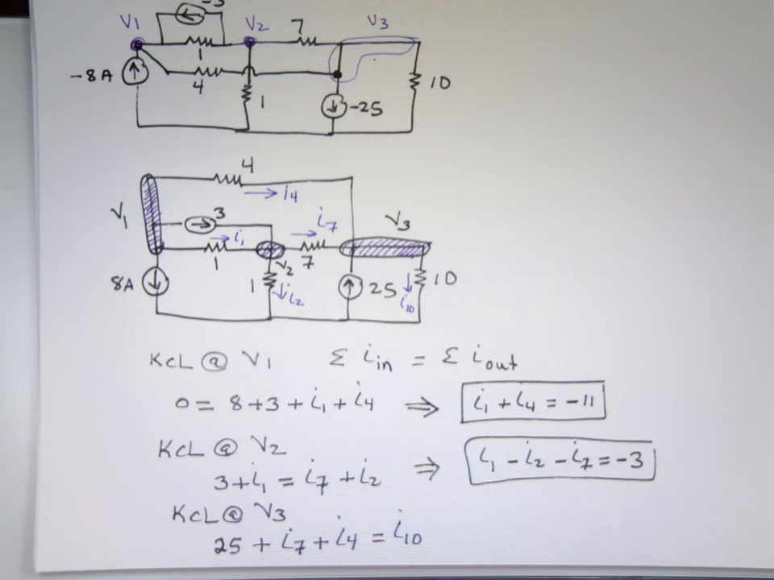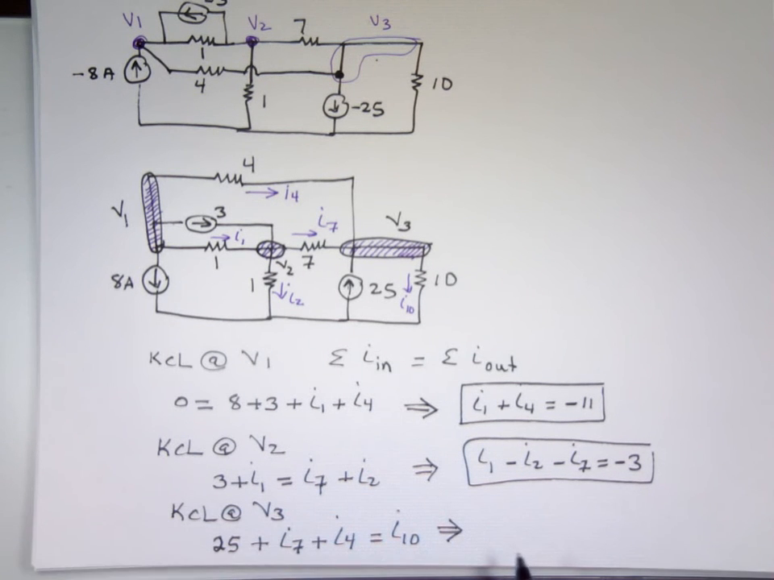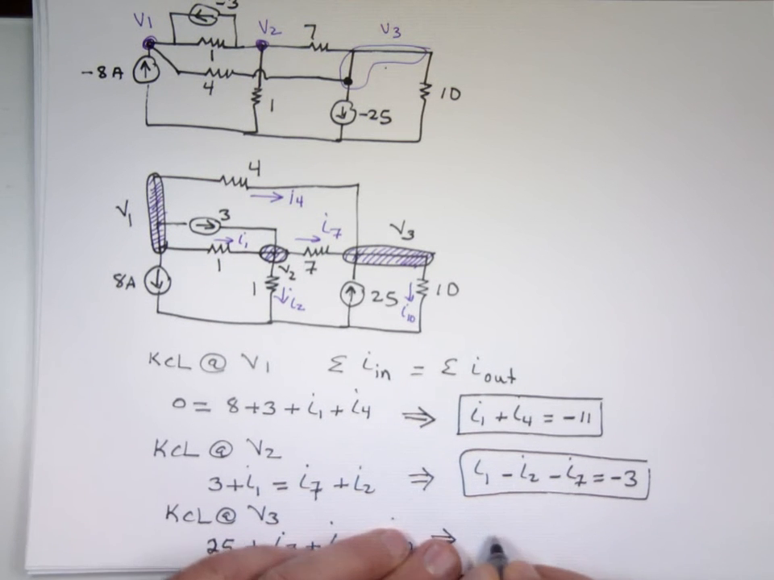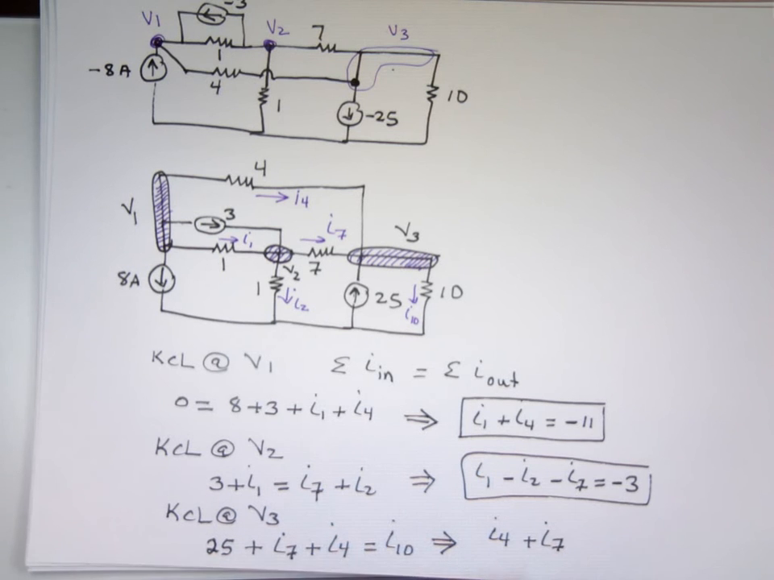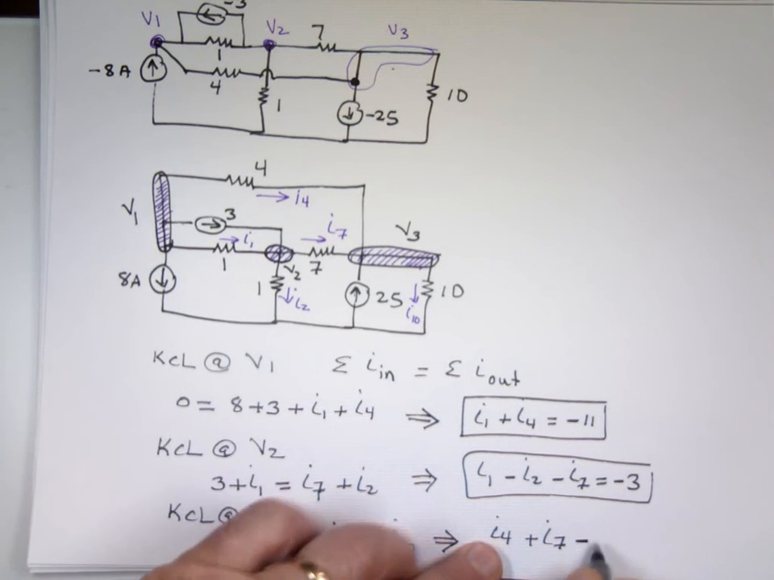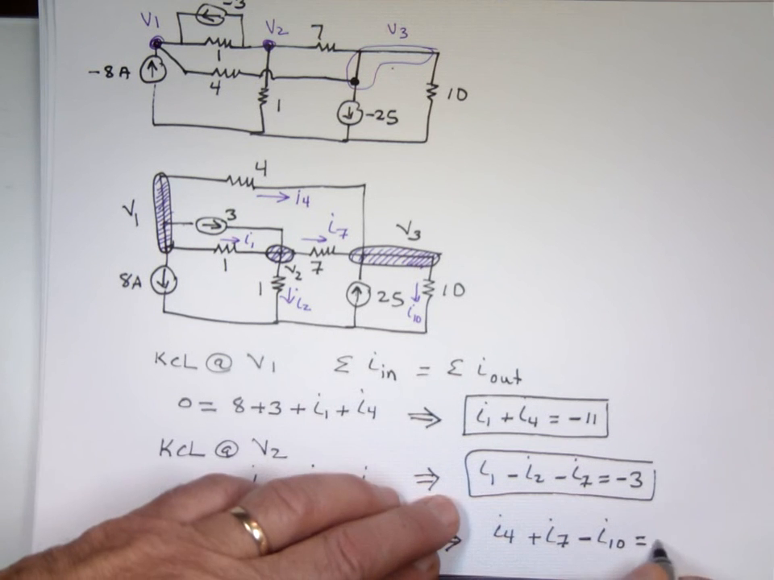Clean that. We'll put them in order. I sub 4 plus I sub 7 minus I sub 10 equals what? Negative 25. How many equations by how many unknowns?